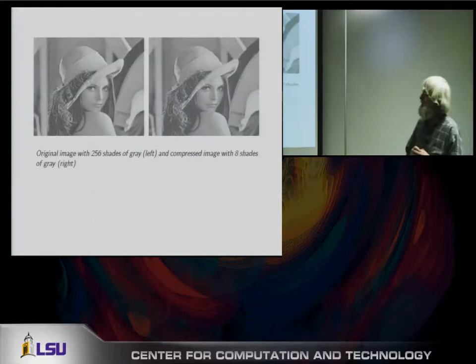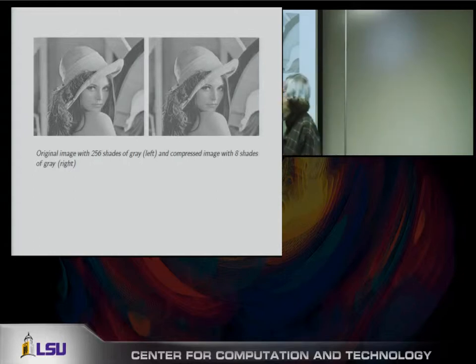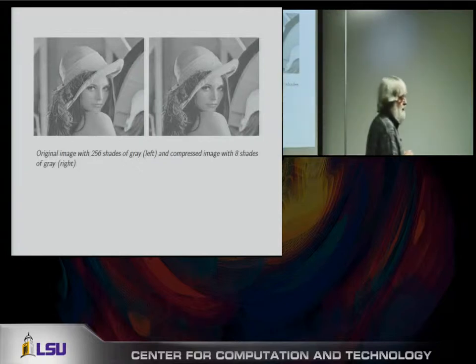This is the most famous image in the image processing community. And this is basically image data compression. The image on the left has 256 shades of gray. The image on the right only has 8 shades of gray. So the right image is compressed, not because the number of pixels is reduced, but because the information in each pixel is smaller.